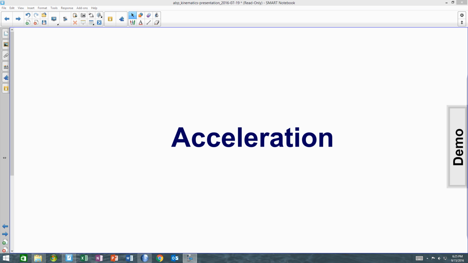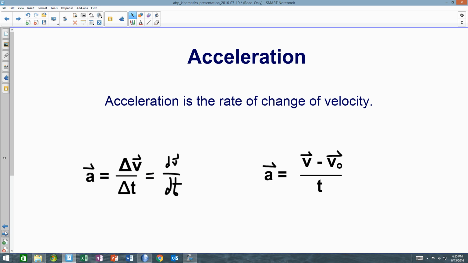In this lecture, we're going to cover acceleration. Acceleration is the rate of change of the velocity. So the acceleration is equal to delta v over delta t. If you're doing calculus, then it's dv dt, so it's the time derivative of the velocity function.